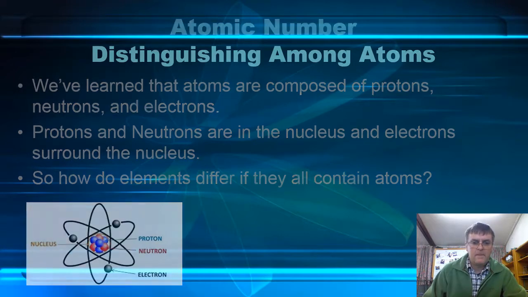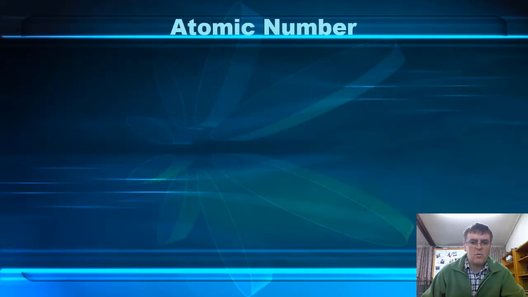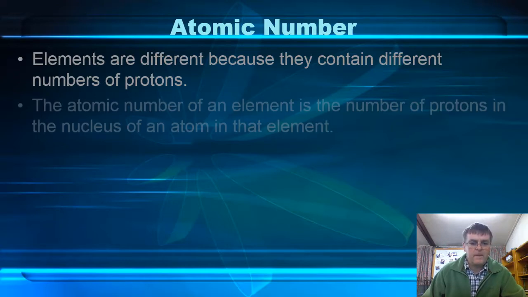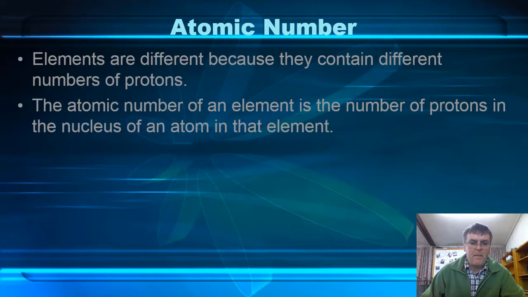It comes down to something called the atomic number. Each element contains a different number of protons. The atomic number of an element is how many protons are in that element's nucleus.